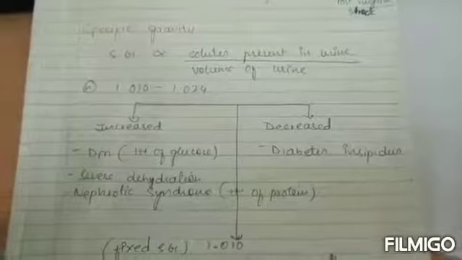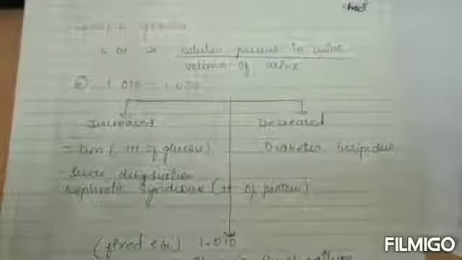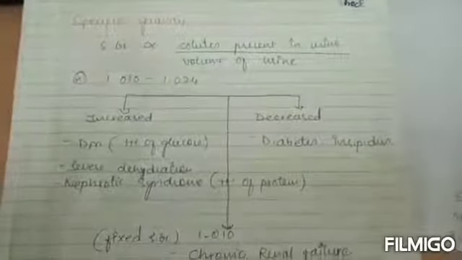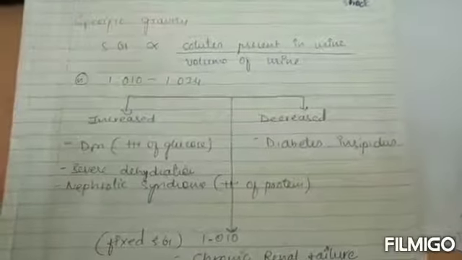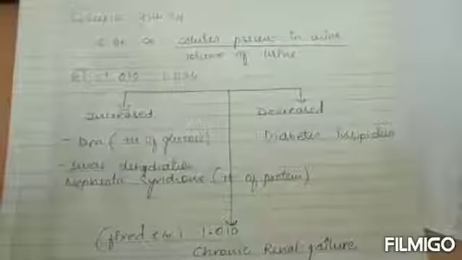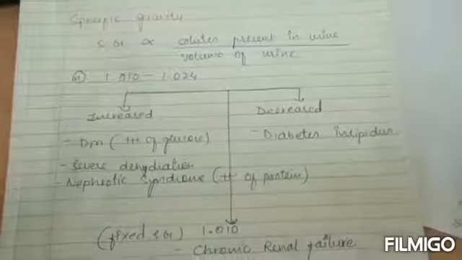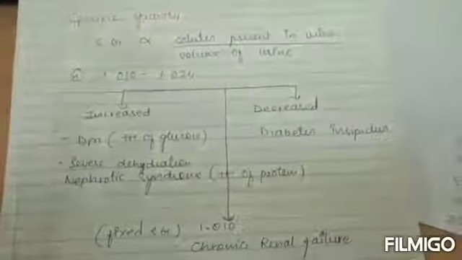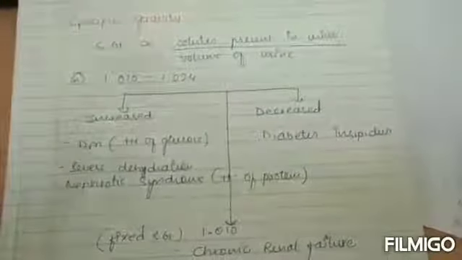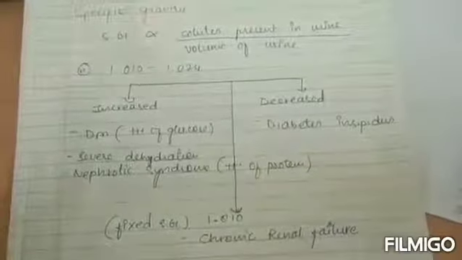Normal urine has a specific gravity of 1.010 to 1.024. Is the specific gravity increased, decreased, or fixed? In which condition is specific gravity increased? Conditions like diabetes mellitus, due to the presence of glucose, severe dehydration, and nephrotic syndrome, due to the presence of protein. In these conditions, the specific gravity of urine is increased.